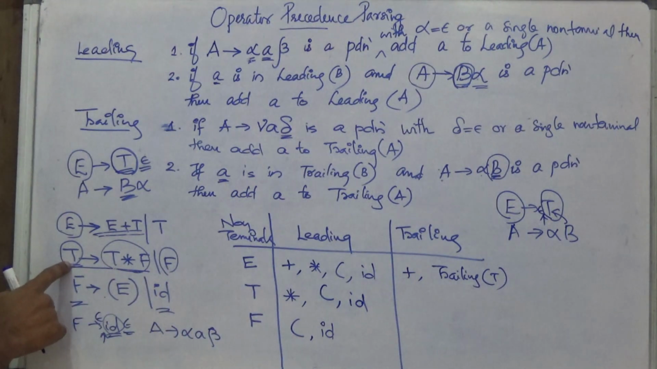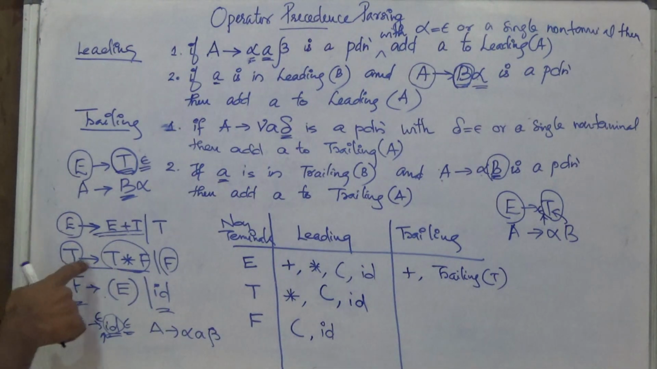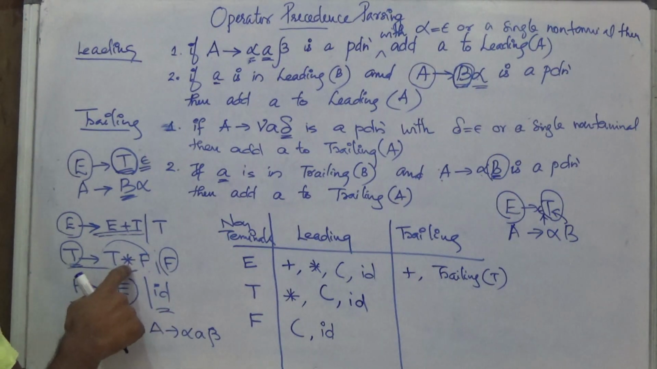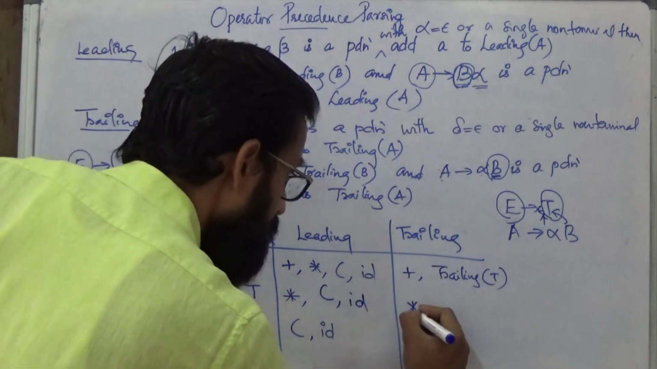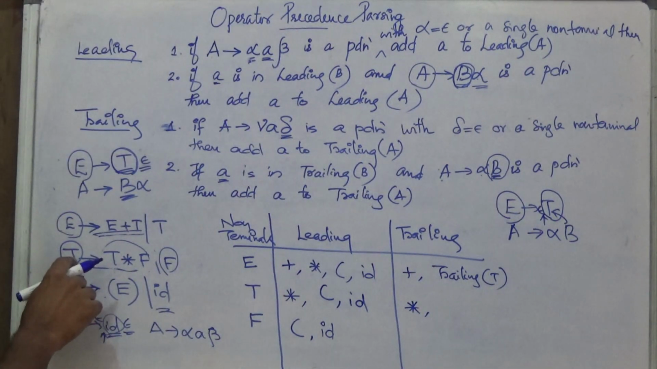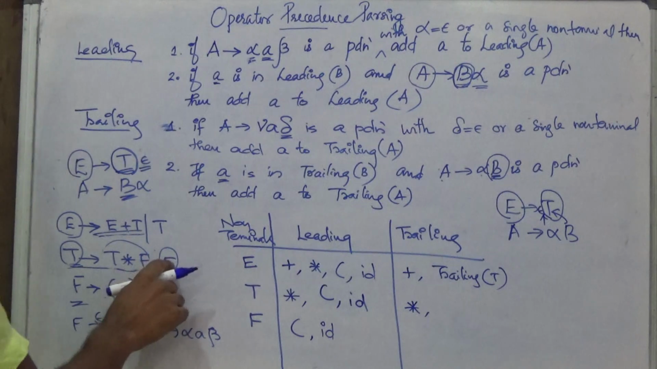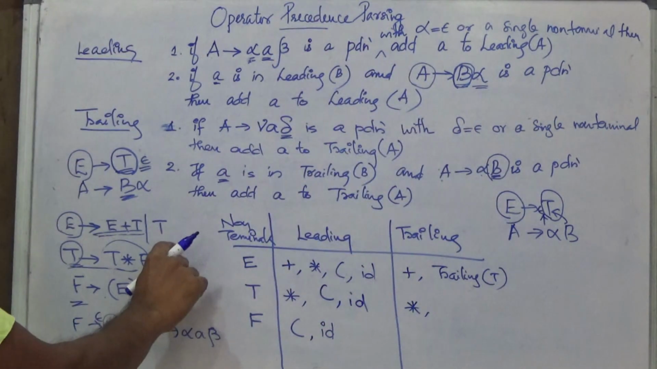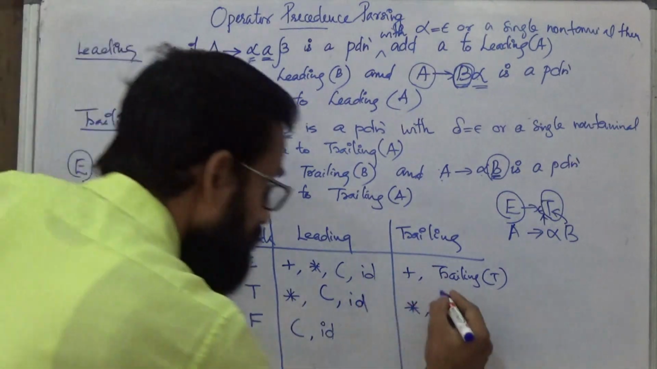Now what about trailing of T? You can consider the production whose left hand side is T. So the last terminal symbol in this right hand side is star. So you can directly add star to trailing of T. Now if I consider the production T giving F, this actually matches with this condition. So you are expected to add everything in trailing of F to trailing of T.